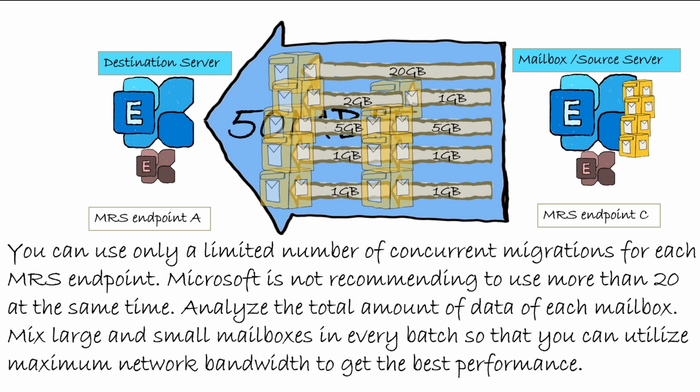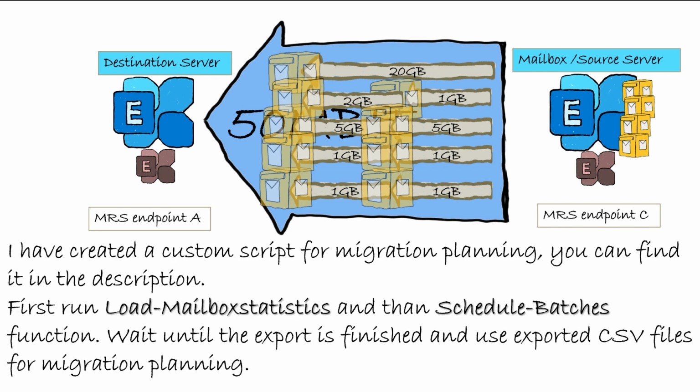Analyze the total amount of data of each mailbox. Mix large and small mailboxes in every batch so that you can utilize maximum network bandwidth to get the best performance. I have created a custom script for migration planning. You can find it in the description. First run the load mailbox statistics and then the schedule batches function. Wait until the export is finished and use exported CSV files for migration planning.